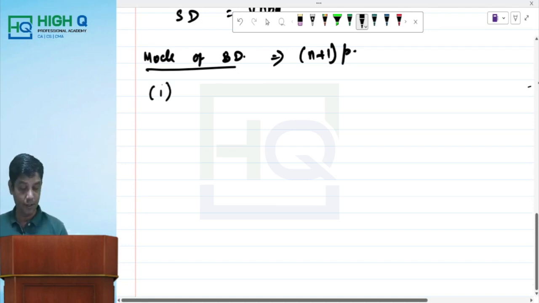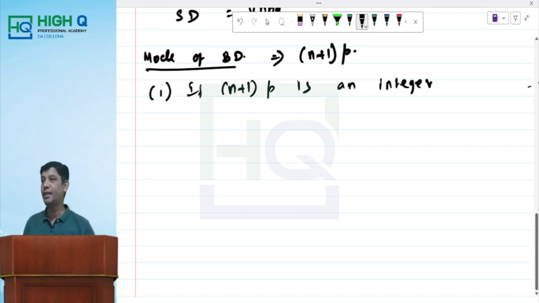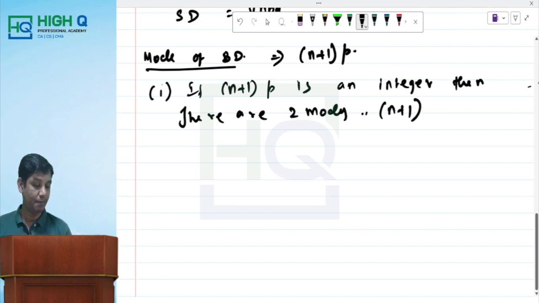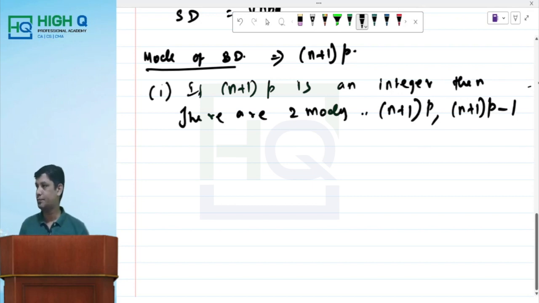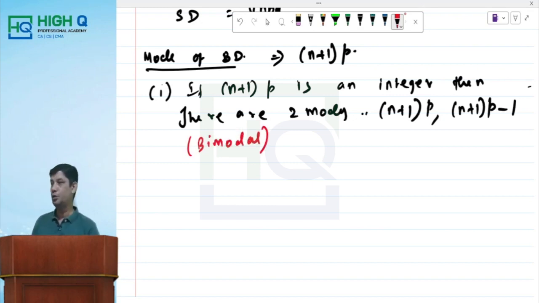Listen here. If (N plus 1) into P is an integer, then there are two modes. One is (N plus 1) into P, the other one is (N plus 1) into P minus 1. Therefore, a binomial distribution can be what? Bimodal. There can be two modes.